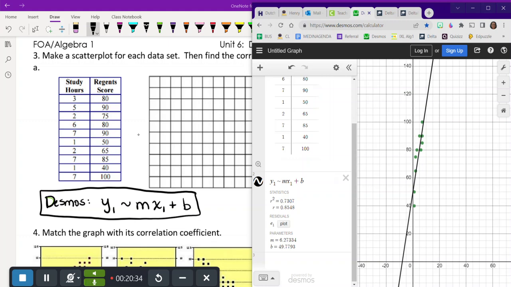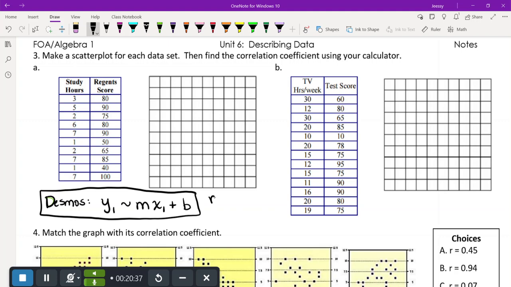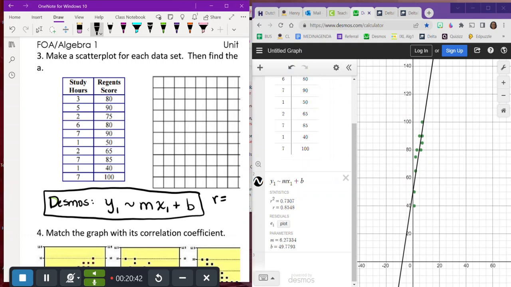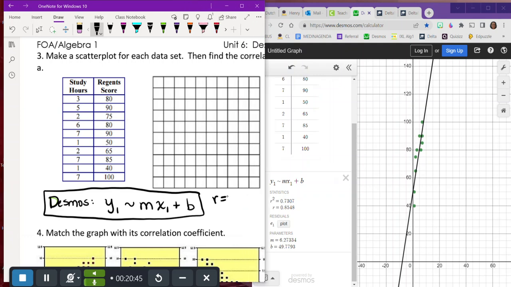Let's see. So in this case, R is equal to, let me use something smaller. I don't like going from tab to tab, as you guys know. Okay, so R equals 0.8548. Right, so that tells you that this is a strong positive correlation. Our M is 6.27. I'm going to round to the nearest hundredth. So let me write that down.